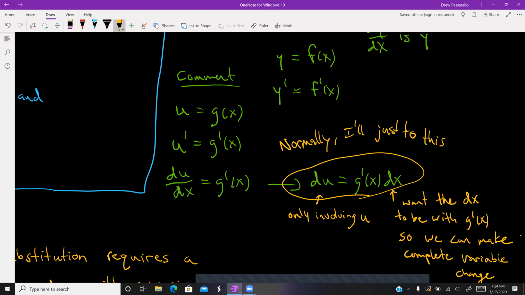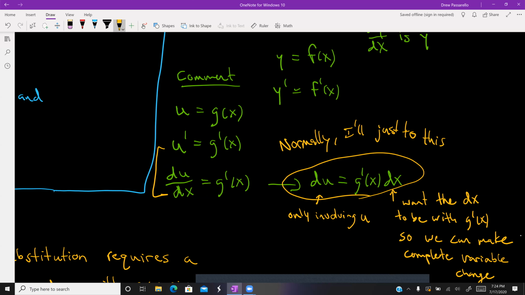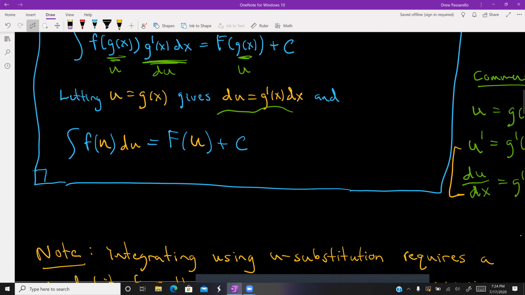Instead of having to do all of this stuff, or well, instead of having to do that stuff. All right, so that's where the du equals g prime x dx comes from. So I figured I'd go ahead and point that out.